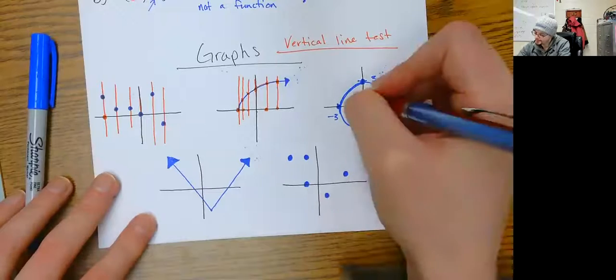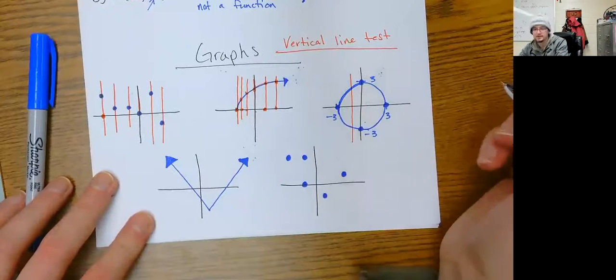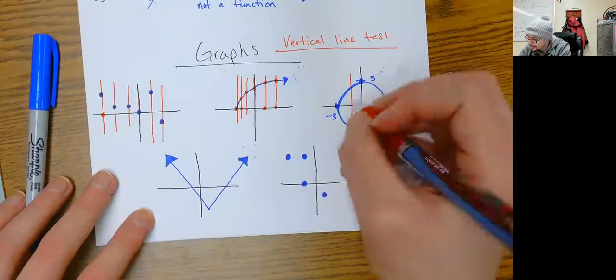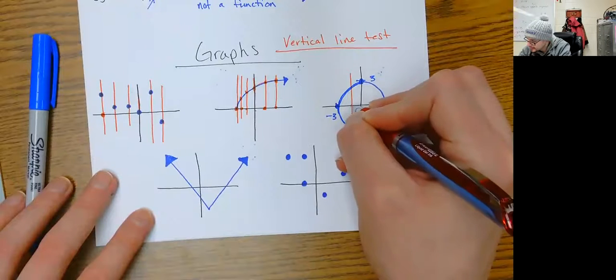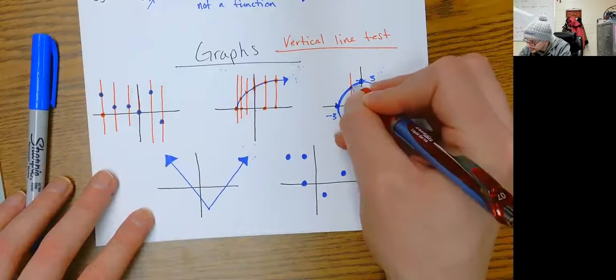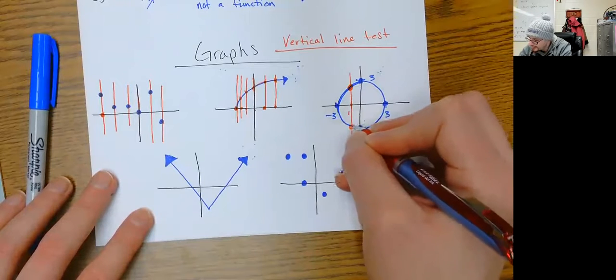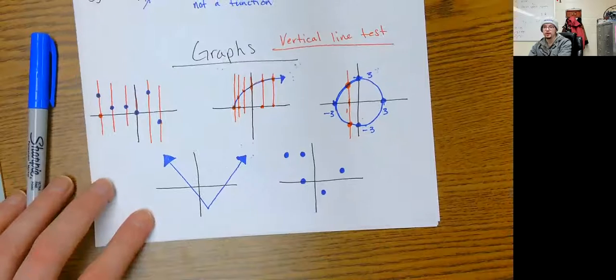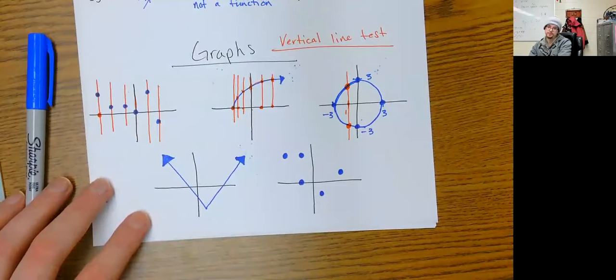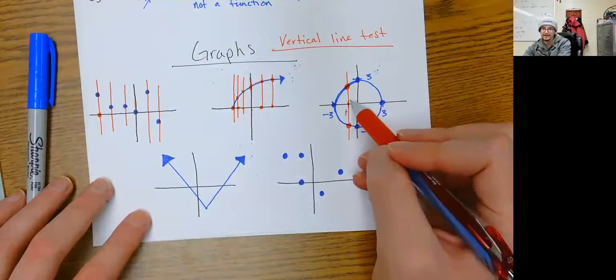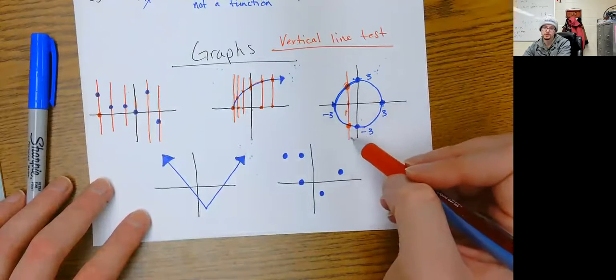Over here though, if I plug in, wow, that is not a vertical line. But for the sake of this, let's say that this x value right here is 1. If I plug in 1, I get this y value and this y value. That doesn't work. You can't have an input of 1 and get out 2 different things.